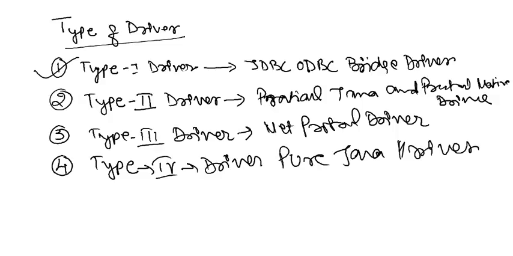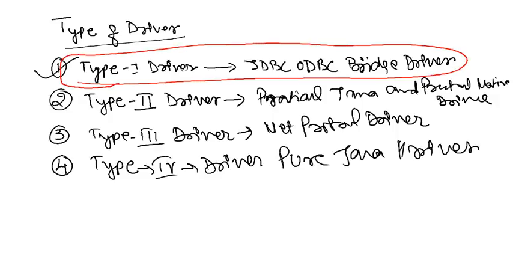Okay, so in this tutorial I'm just going to discuss the type 1 driver: what exactly it is, why we call it a Jdbc-Odbc Bridge Driver, and what happens inside it. We will even see the configuration part of the Jdbc-Odbc Bridge Driver. Fine. So I'm going to the next page, where I'll write some technical details about the type 1 driver.